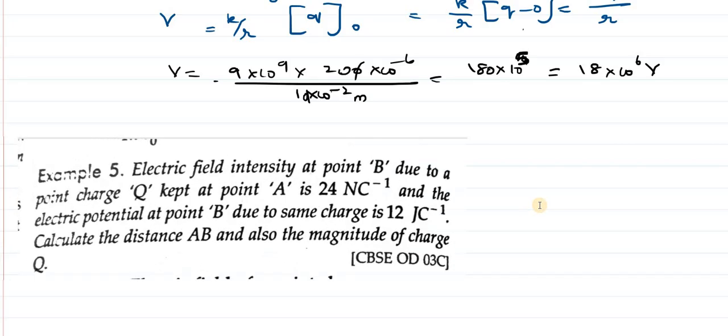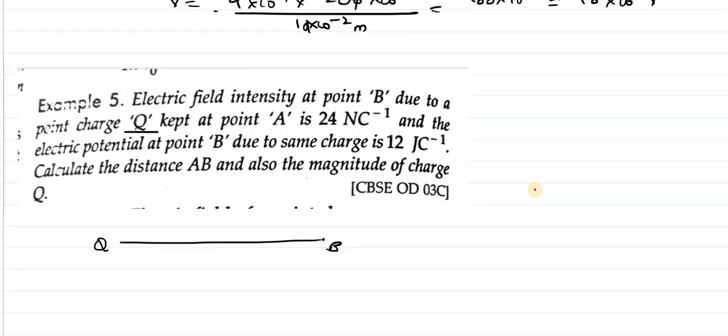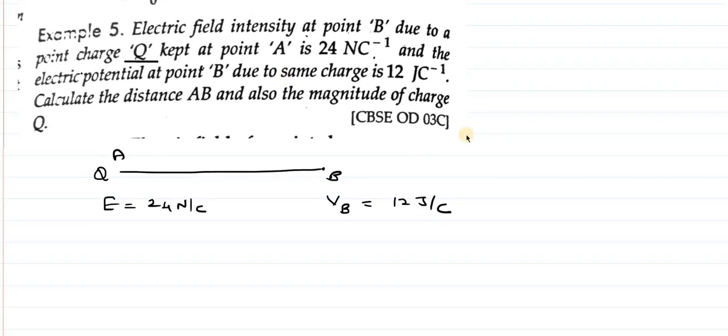Electric field intensity at point P due to a point charge Q. Okay. So decode it. So first is a charge Q is there and at a point B. The electric field intensity at point B due to a point charge kept at A. That much we have done. It is 24, so electric field is 24 Newton per Coulomb. And electric potential at the point B is 12 Joule per Coulomb. Calculate the distance AB and the magnitude of it.